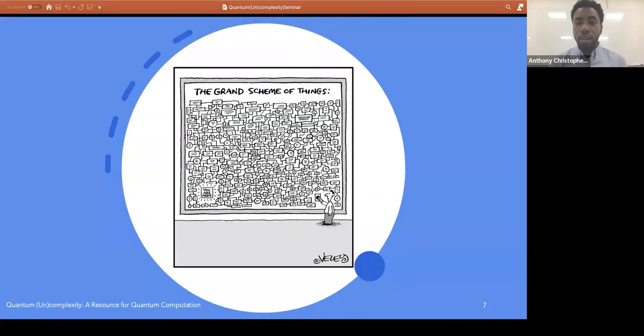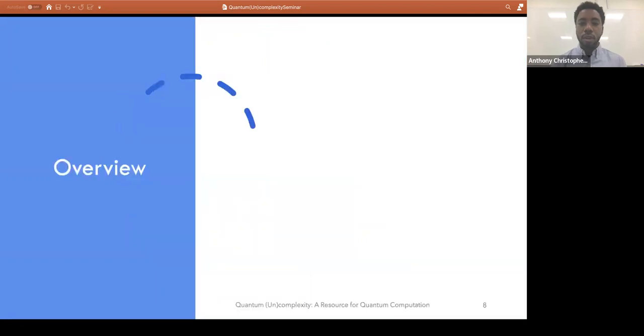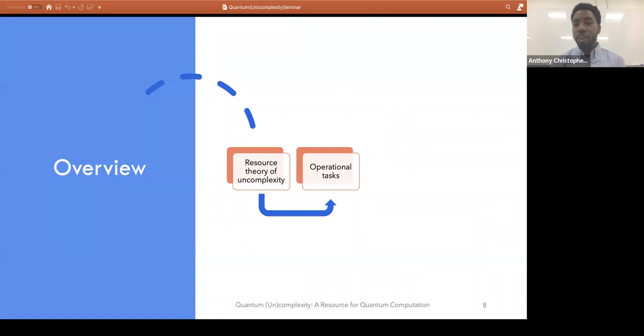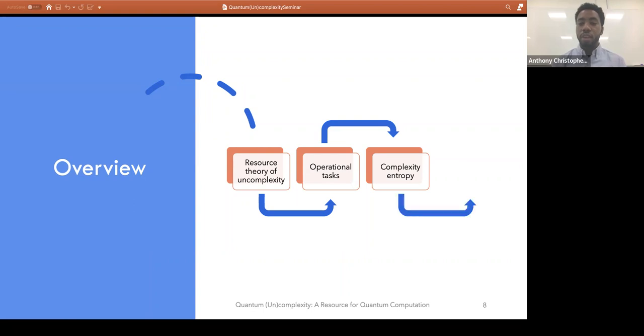Okay, so now let us get to the overview of the talk. First, we're going to define the resource theory of uncomplexity, after which we'll move on to the operational tasks. There will be two of those, and we'll establish what those tasks are, and afterwards we'll want to quantify the efficiencies with which we can perform those tasks. As an interlude, we will define the complexity entropy, which is used in the two theorems we have, which quantify the optimal task efficiencies.